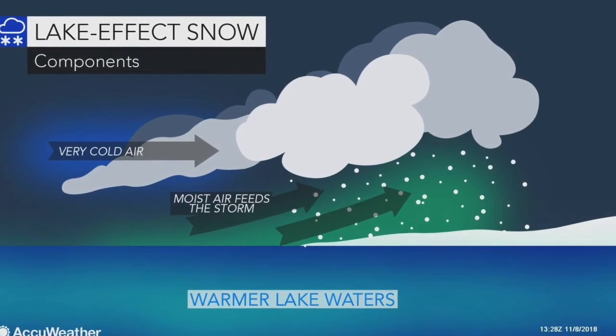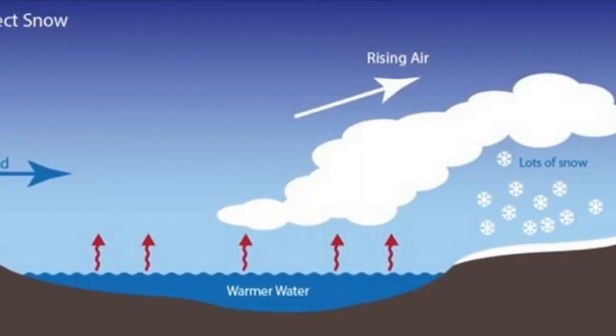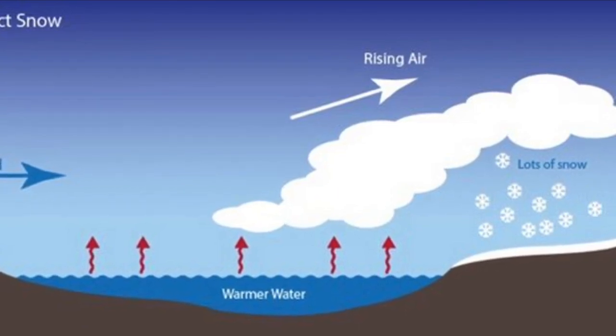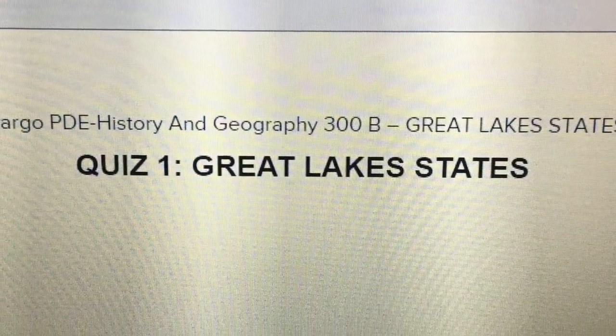All right, here we have lake effect snow. Lake effect snow is something that happens only in the Great Lakes region, and it creates snow when the cold air forms over the warm water.